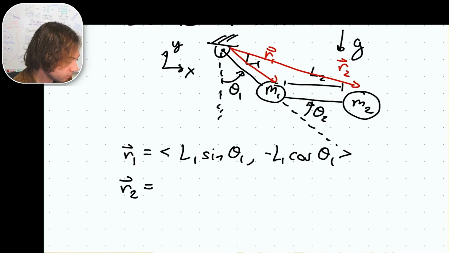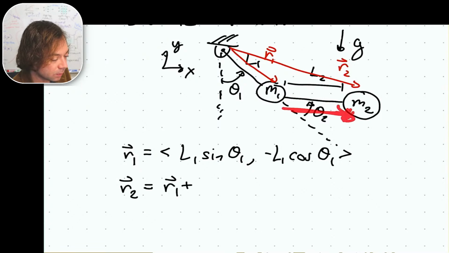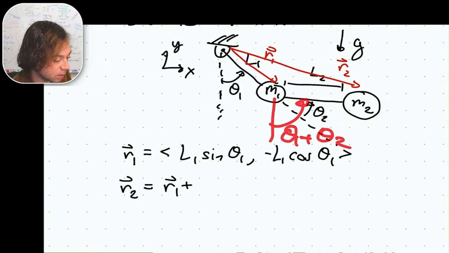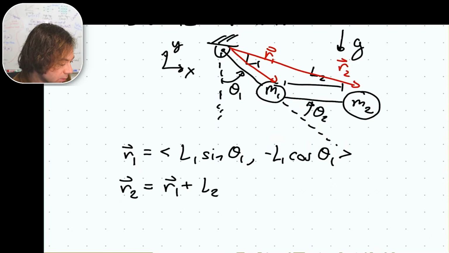Then R2 is going to be equal to R1 plus this vector here, right? Where this angle is going to be theta 1 plus theta 2. So it's going to be R1 plus L2 sine of theta 1 plus theta 2.